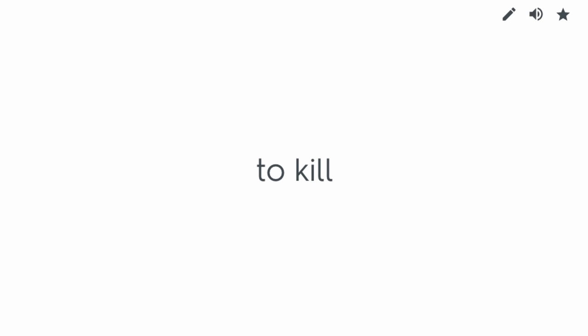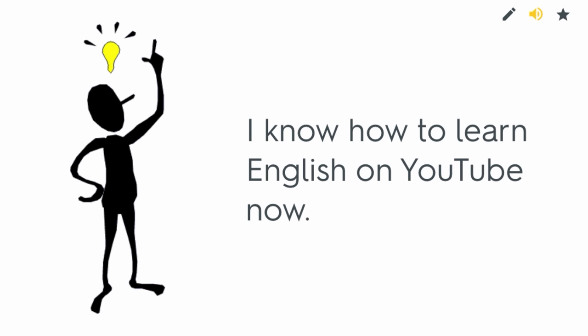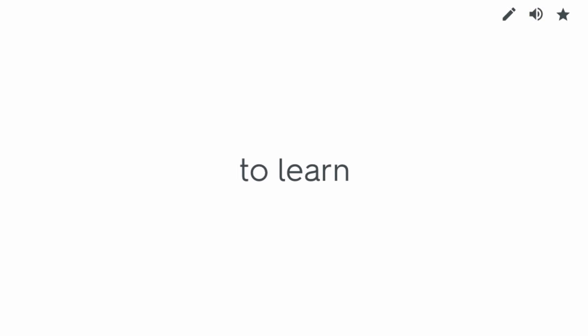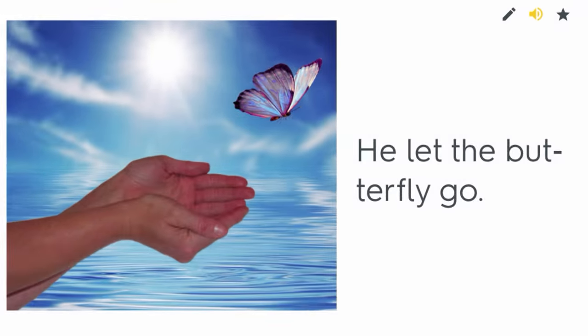To kill. To kill is a bad thing. To know. I know how to learn English on YouTube now. To lay. The tiger lays down in the sun. To learn. We are learning English with teacher Dan. To let. He let the butterfly go.